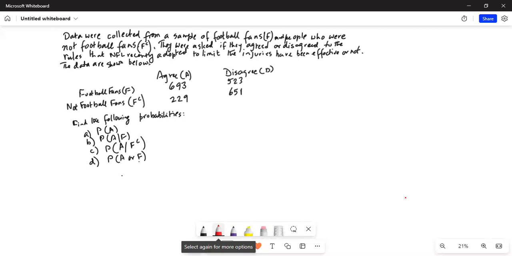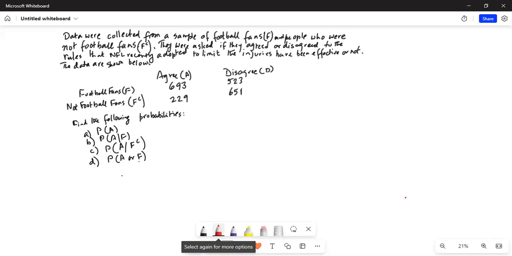Data were collected from a sample of football fans, in parentheses capital F, and people who were not football fans, in parentheses F exponent C. Sometimes it is read as F C, meaning complement of F, or opposite of football fans, opposite of F.